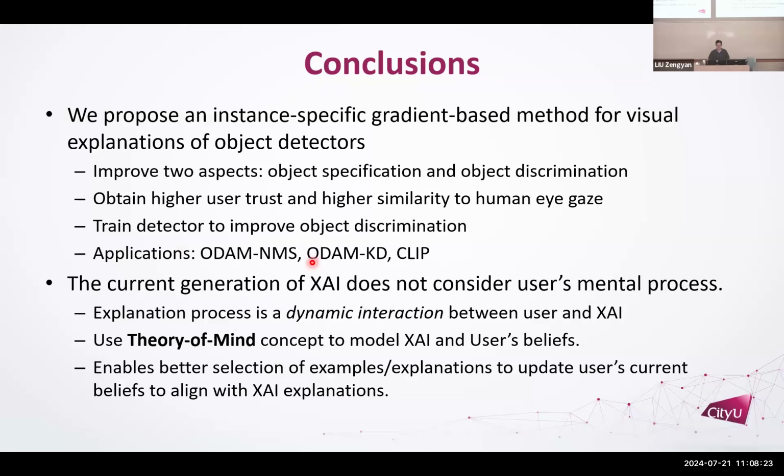In the second part, I introduced our new idea, noticing that the current generation of XAI doesn't actually look at the mental process of the user, although in the end, the user is supposed to be using this XAI to build their trust in the model. So we conceptualize this as a dynamic interaction between the user and XAI. We use theory of mind concepts to create beliefs of the user and XAI's belief of what the user is doing. This enables us, hopefully, to better select examples so that we can update the user's belief more effectively and more efficiently with the explanations.